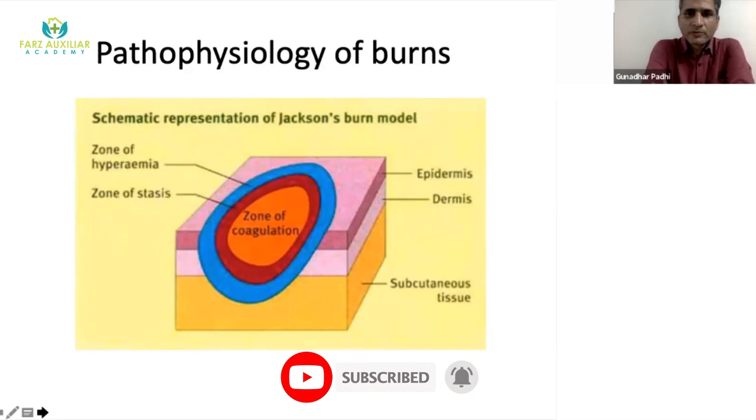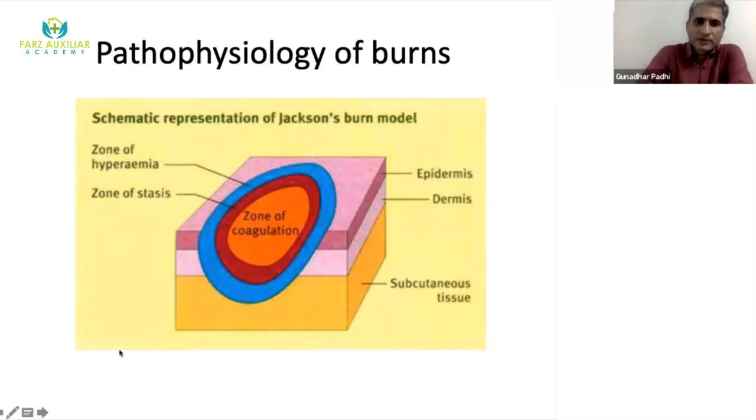If we go from the inside to out, like in this figure, the central part in the burn injury is called the zone of coagulation, where all the necrosis and severe damage to the hair follicles and other parts of the skin occurs. This is the most intense area which suffered from the burn. Then the second part is called the zone of stasis surrounding the zone of coagulation, and third is called the zone of hyperemia. Hyperemia means there is an increased blood flow. So these three zones can be differentiated.